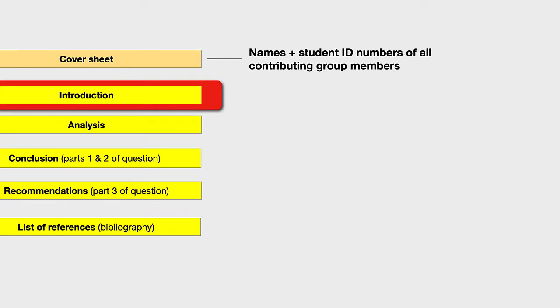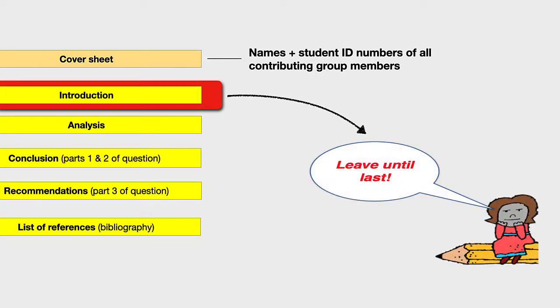Now, the next thing here that you're interested in is the introduction. The introduction is just saying what the report is focusing on, what you're going to do. So the thing about the introduction is, don't write it till everything else is done. Leave the introduction last. I would expect a rather short paragraph, perhaps just a couple of sentences, saying what the report is about and nothing else. Again, leave it until last, when everything else is done. It's very easy to write a short introductory paragraph.